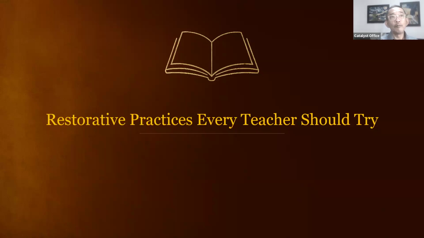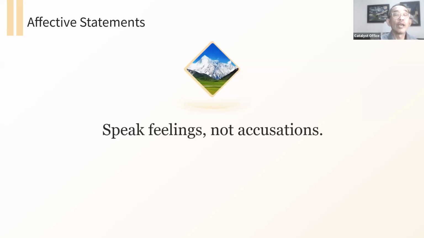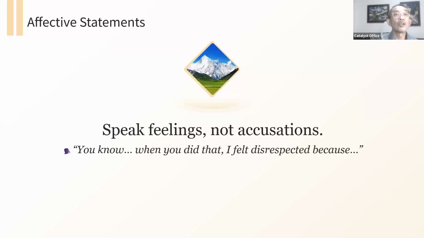Now, since we've more or less come to a good idea of what restorative practices is all about, let's take a look at how these can actually be done in the classroom. The first, affective statements. What are affective statements? Okay, so for this, you speak feelings and not accusations. An example, when you did that, I felt disrespected because, then you explain.